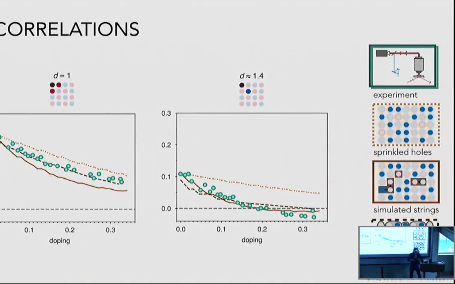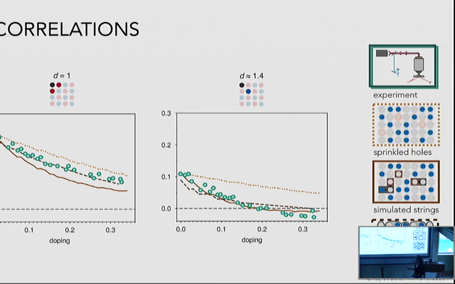So the question is the simulated strings seem to fit all of the experimental observables fairly well, except for one. And that's exactly this, right? The nearest neighbor spin correlator. And so we see that the experimental data seems to indicate that the spin correlations are actually still much stronger than what the strings would indicate. And so this could be several things.